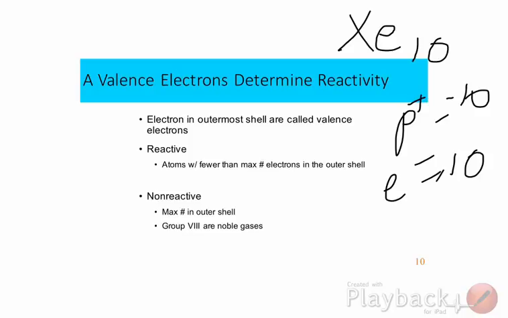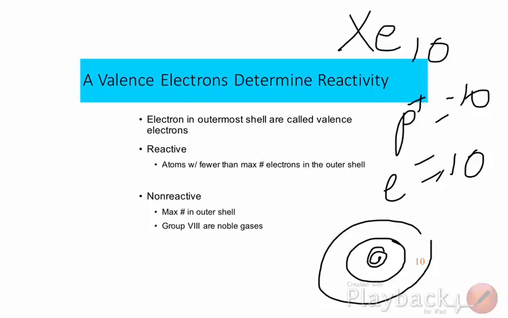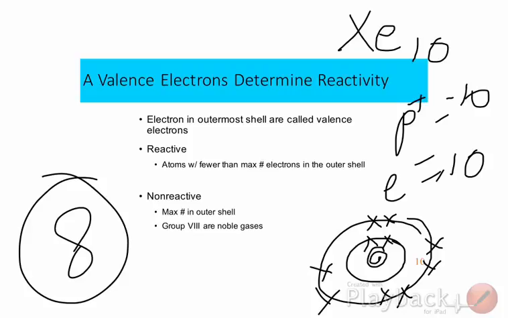So how will I draw this? I will draw the nucleus and the shells. The first shell will have 2 electrons. The second shell will have 8 electrons. I'm drawing the 8 electrons. It is already stable. We already have 8. Is it reactive? No. It is already stable. It doesn't need to react.